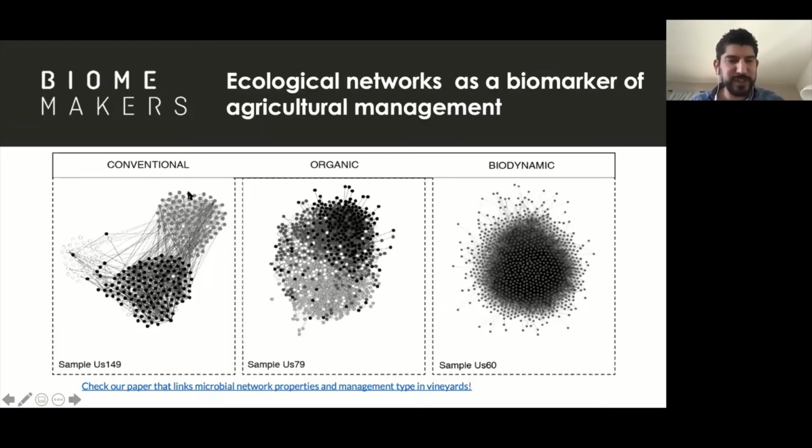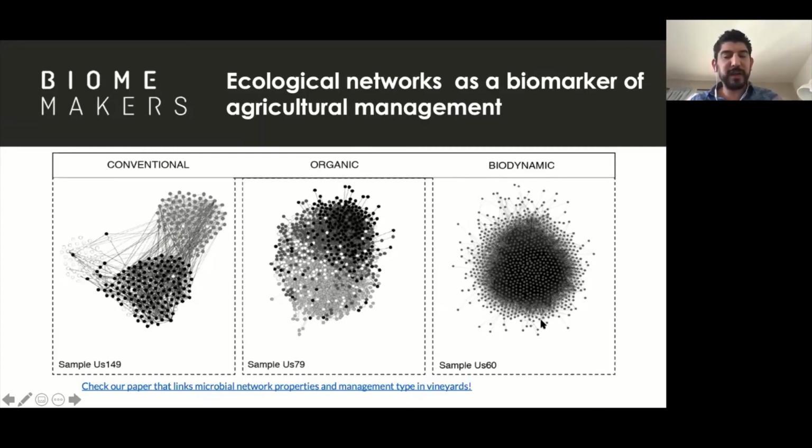So each dot here is a microorganism, and each connection means that these microorganisms co-occur more than one would expect by random chance in our database. And what you are seeing here is the same network generated for a conventionally managed vineyard, for an organic vineyard here in the middle, and from a biodynamic vineyard on the right. And what you can see here is that the topology of the network is very different.